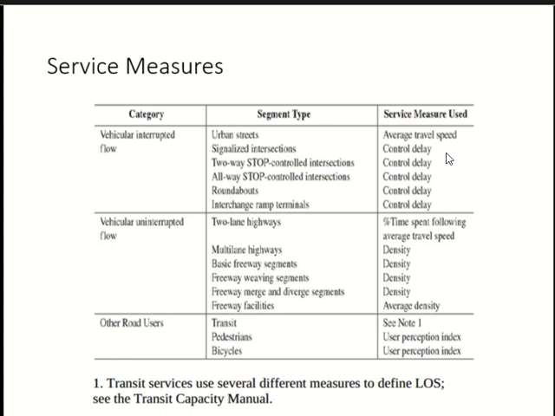To give the grade, I need a number. I need a value. That value is called the service measure. So you cannot just say this highway has level of service A, this one has B, this one has C, just from your opinion. No, you need a value. The value which will give you the level of service is called the service measure. Clear? So now look at the table.